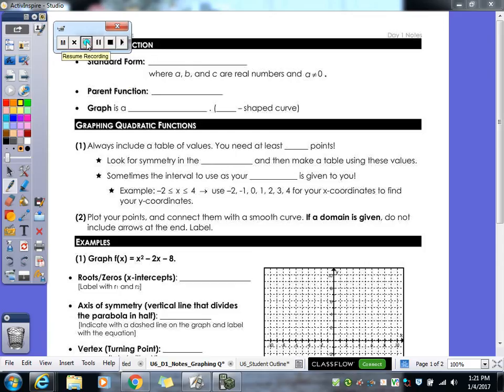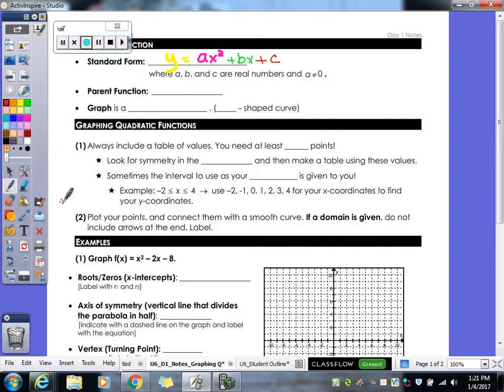So quadratics, parabola, same thing. Standard form is this: y equals ax squared plus bx plus c. You only need the ax squared. You do not need the rest of them. It says where a, b, and c are real numbers and a cannot be 0. What that means is you need just the x squared.